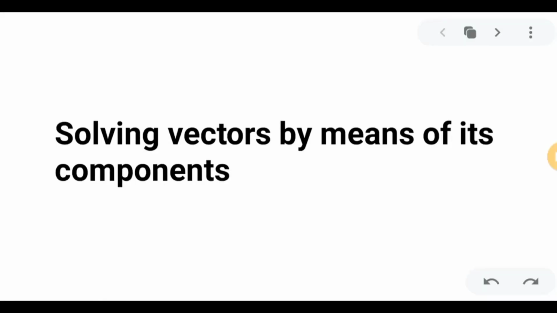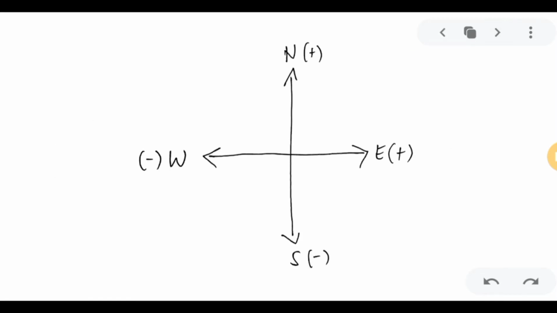So hello everyone, this is Ma'am Amano, and this lecture video is all about solving vectors by means of its components, or just solving vectors. So let us review first the directions in a Cartesian plane with its corresponding signs. I have here the north, which is positive, east is positive, south is negative, west is negative.